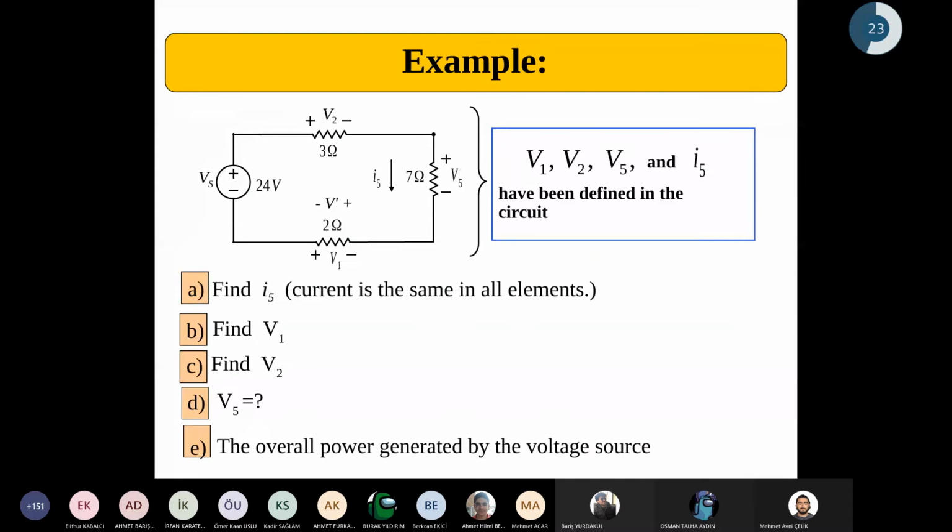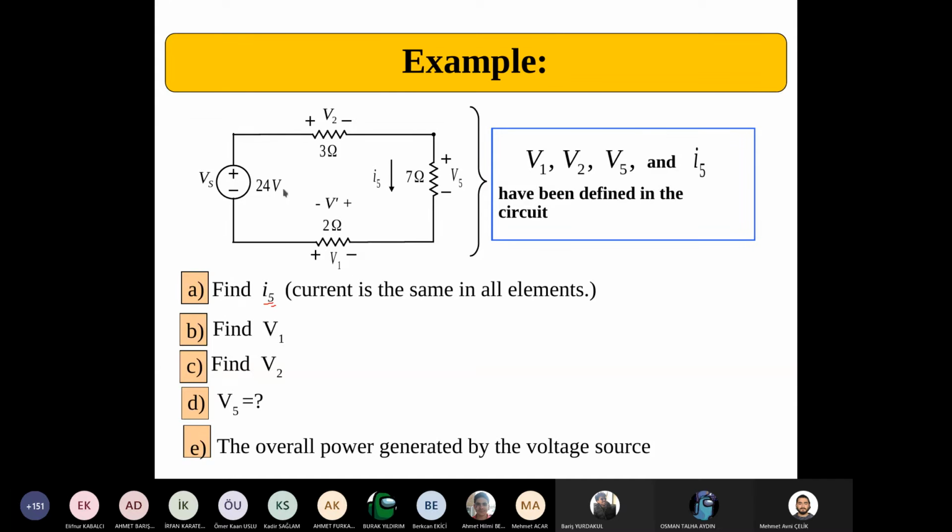Now, "can" is not a good word. Let's just do it. This is our example. You can see this time the values of the independent sources and the resistance of all the elements are given. And we have some notations: V2 is the voltage across this 3 ohm resistance, V5 is the voltage across this resistance, and V1 is the voltage across this 2 ohm resistance.